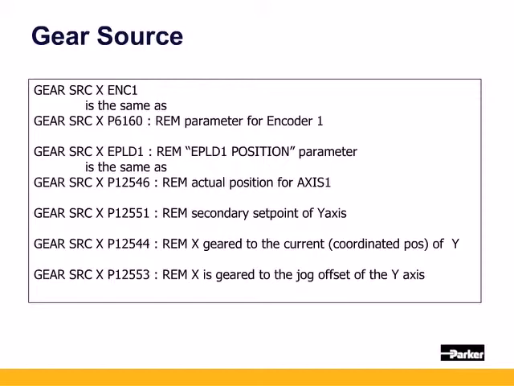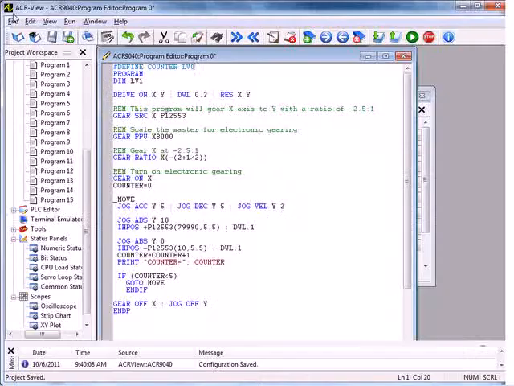Let's take a look at putting this all together in a program. Here's a sample program that gears an EPL x-axis 0 to an EPL y-axis 1. First, I want to define a local variable named counter, so this goes before the program line at the very top. Inside the program, dimension the local variable, enable the axis and reset their positions to 0.